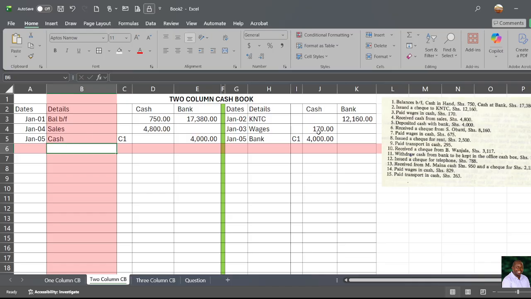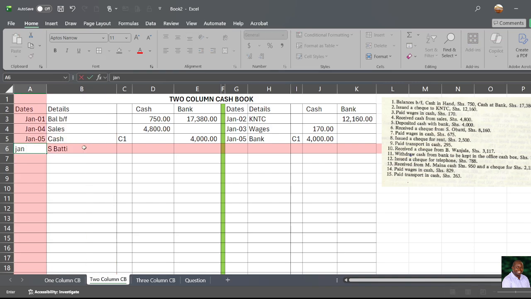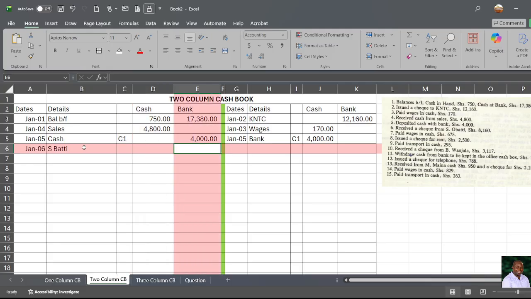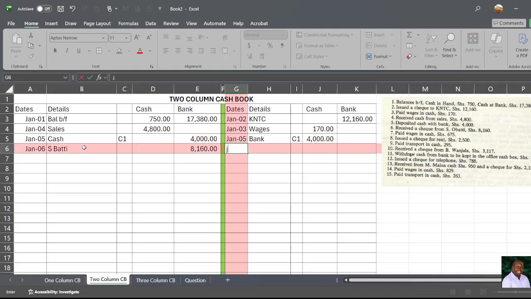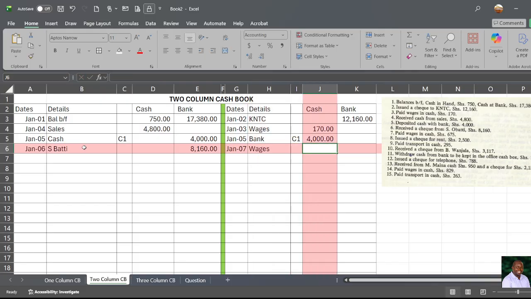The next thing we're told after that, January the 5th, is on the 6th, he received a check from S. Bati. So S. Bati paid us, on January the 6th, and that is money coming into the bank, and the figure there is 8,160. Then on the 7th, he paid wages in cash. So January 7th, he paid wages in cash, and the figure there is 675.